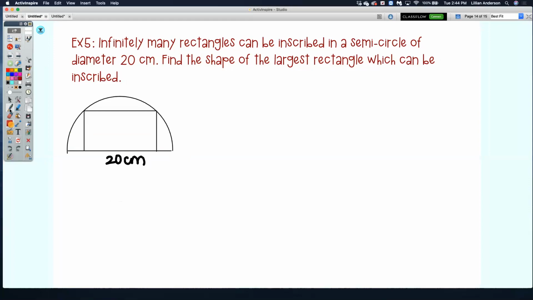We're talking about area? Yeah. Okay, so there's our picture. Now let's create our equation. How can we find the area of this rectangle?